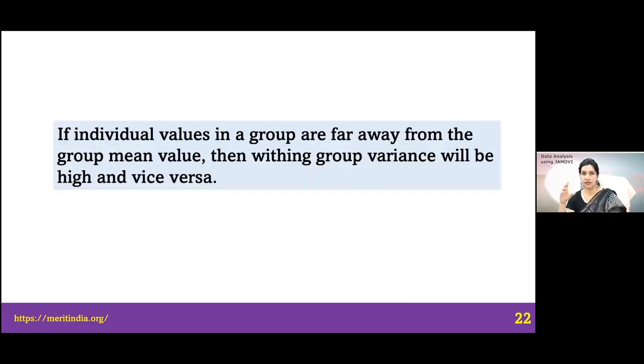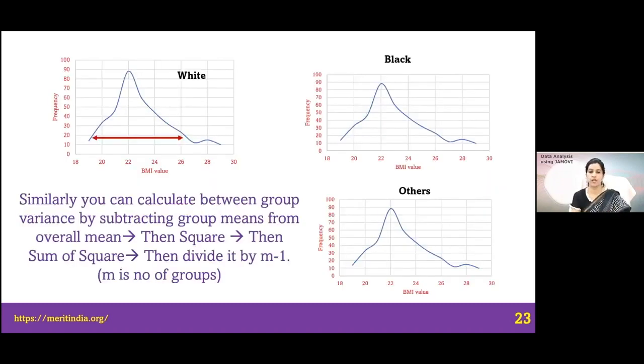If the individual values in a group are very far away from the group mean value, then the group variance will be high. And if they are very close, then the group variance will be low. Similarly, you can calculate the between group variance by subtracting the group means from the overall mean. That means there will be an overall mean, like if you take the mean of white, mean of black, and mean of others. Then you subtract this group mean from the overall mean, square it and divide it by number of groups minus 1. This will be the between group variance.